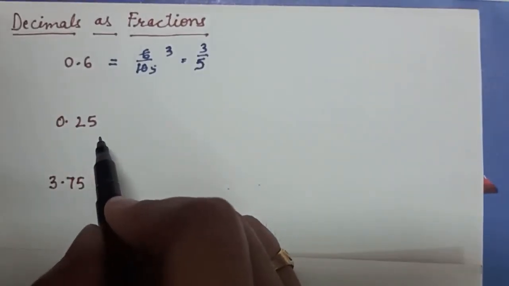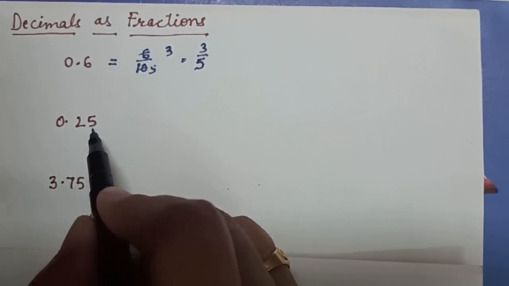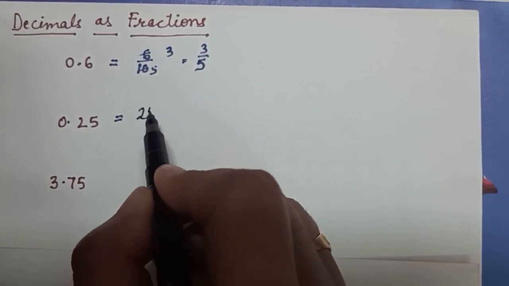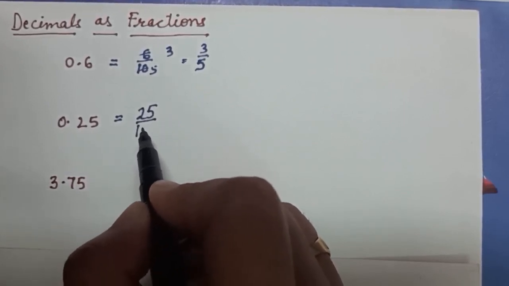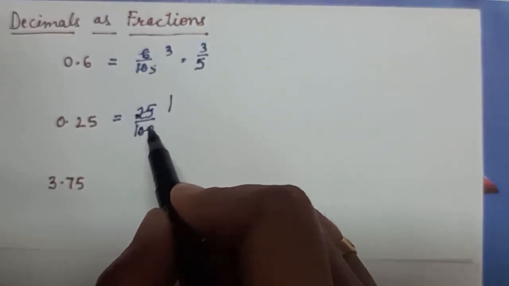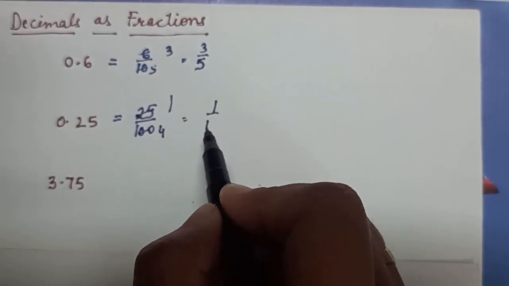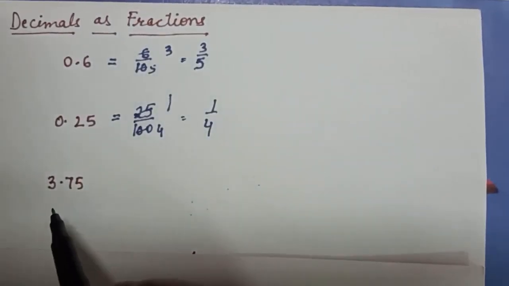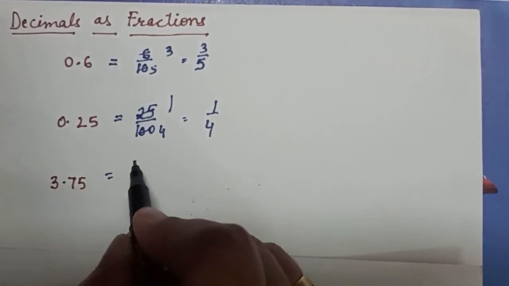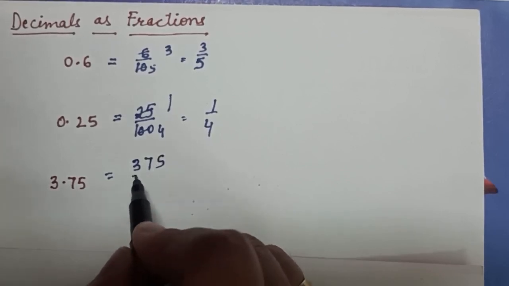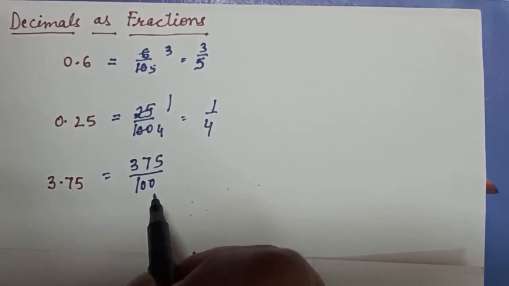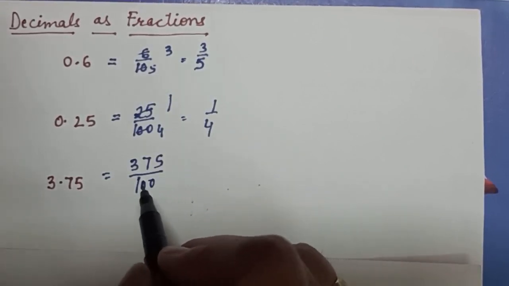Second example, 0.25. Now after the decimal, here we have 2 digits. So when we write it as a fraction, it will be 25 upon 100, and again we will reduce them. So 25 ones are 25, 25 fours are 100, so 1 upon 4 is the answer. Let us take another example, 3.75. Now again after the decimal there are 2 digits, so it will become 375 upon 100, because 2 decimal places, 2 zeros in the denominator.